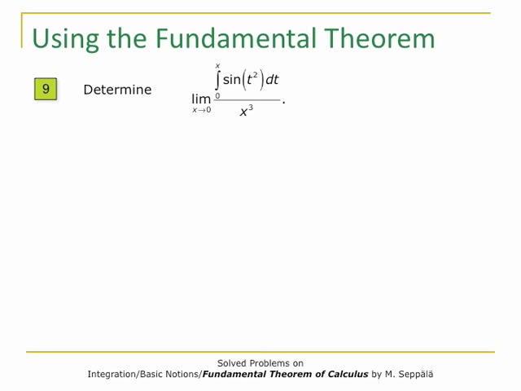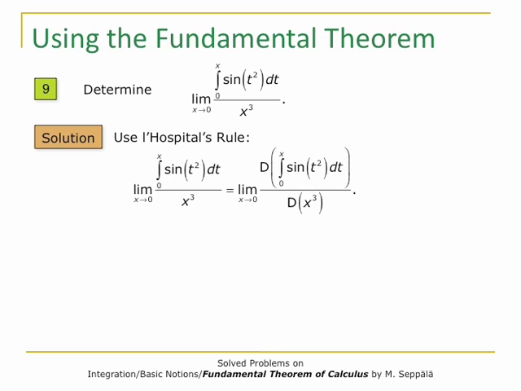To determine the limit as x goes to 0 of the expression integral from 0 to x of sine of t squared dt divided by x cubed, we have to use L'Hopital's rule together with the fundamental theorem of calculus. L'Hopital's rule can be applied because at x equals 0, the expression whose limit we must compute becomes 0 divided by 0, so it is undetermined.